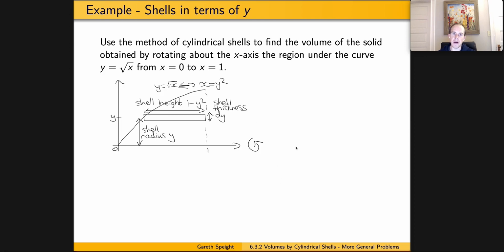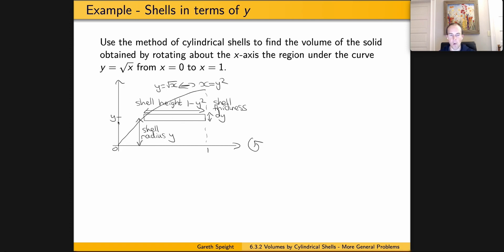So since we're rotating about the x-axis and we're using shells, our shells are supposed to be in terms of y, right? If we rotate about the y-axis and use shells, our shells are supposed to be in terms of x. So now instead we're about the x-axis, we're using shells, our shells are supposed to be in terms of y. So here is the region under y equals square root x, or equivalently x equals y squared, above the x-axis from 0 to 1. So here is our region.